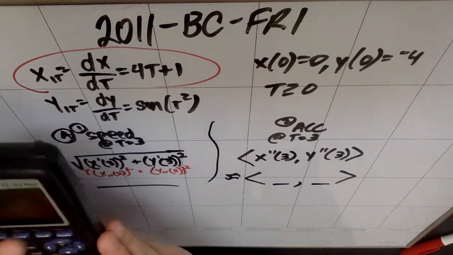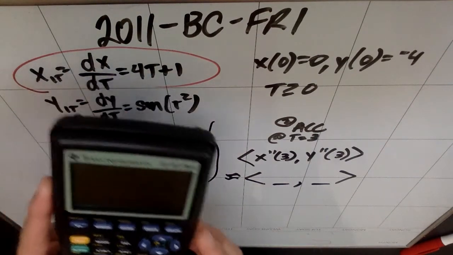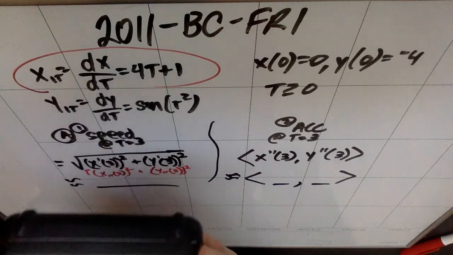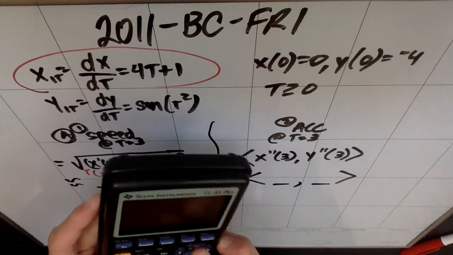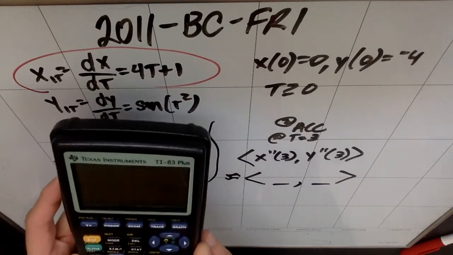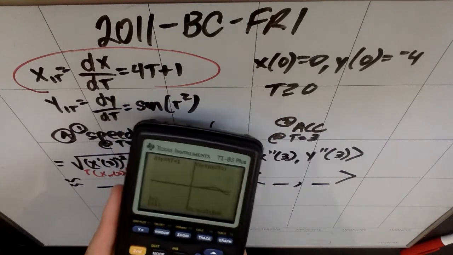So I'm going to go ahead and zoom 6 just so we can see this thing. I can find those x and y values really easily. So if I graph this, so I graph my parametric curve. If I hit trace and hit 3, that'll give me when t is 3. So that actually gives me the x and y coordinate right now.